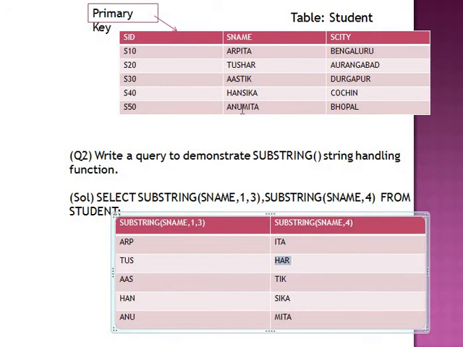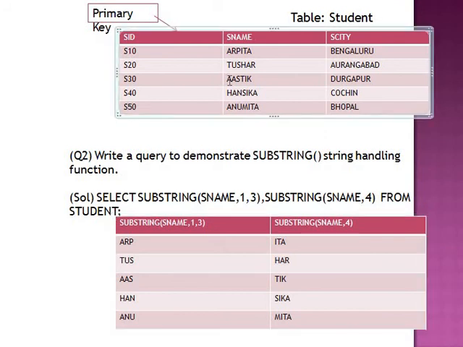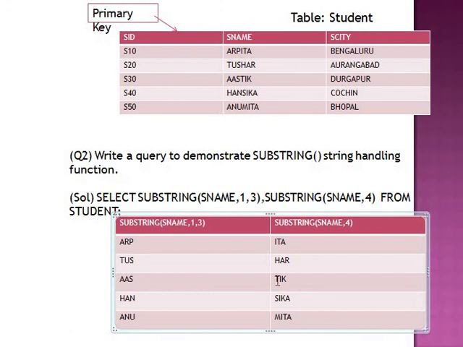Now same is the case with each of these entries, that is Astik, Hansika and Anumita. We are first extracting the letter at the position 4, and then the remaining letters till the end, and that gives TIK from Astik, SIKA from Hansika and MITA from Anumita.